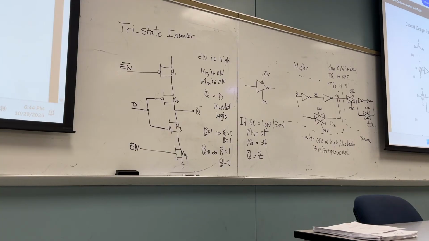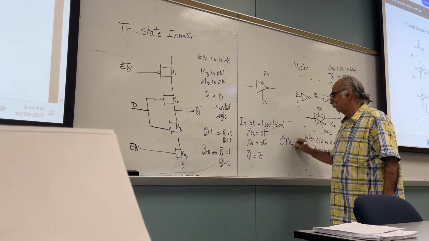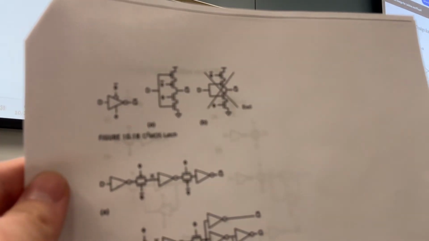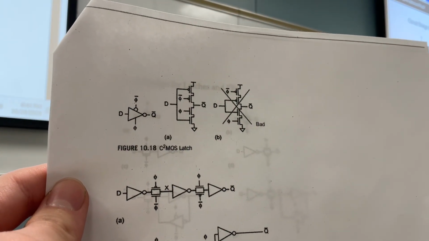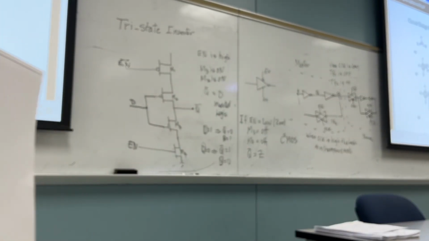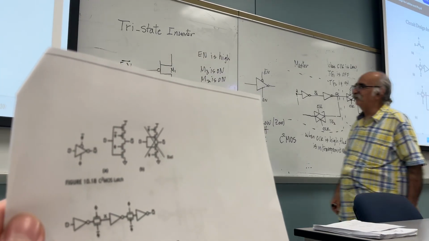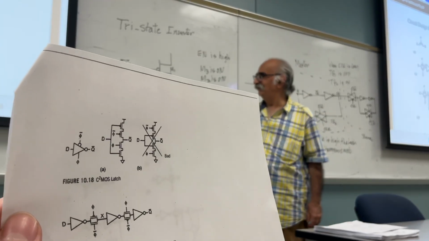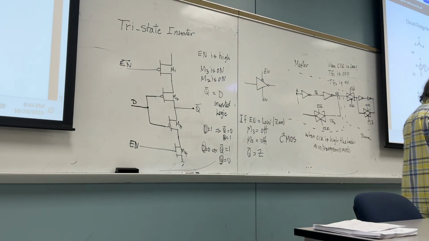C squared MOS. Yes? What did this C squared come from? Complementary CMOS. Double complementary. Follow me on that? They call it C squared MOS. Yes? This is a double CMOS. Okay, I run out of time.